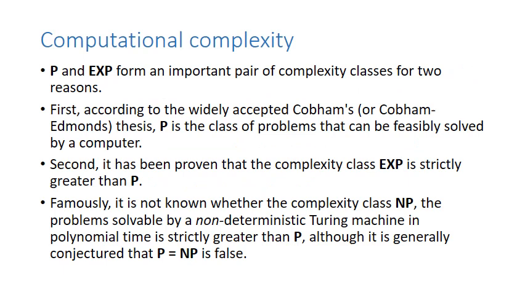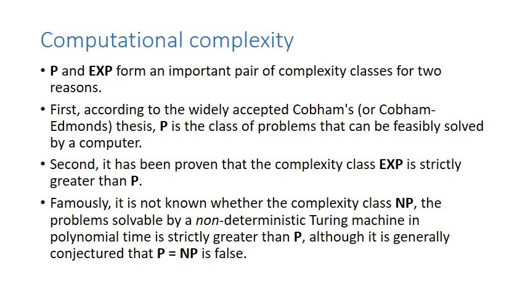P and exp form an important pair of complexity classes for two particular reasons. First, according to the very widely accepted Cobham's thesis, or Cobham-Edmonds thesis, P is the class of problems that can be feasibly solved by a computer. Second, it's been proven that the complexity class exp is strictly greater than P.